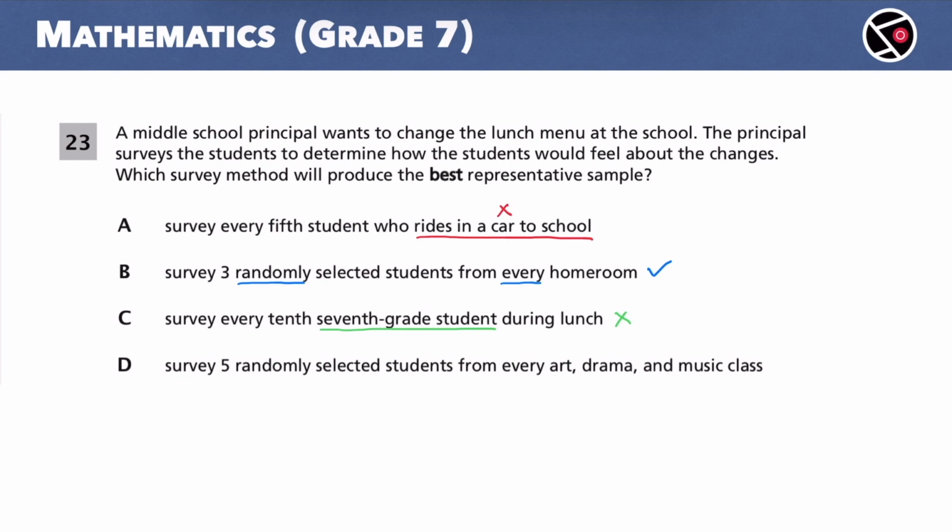Option D. Survey 5 randomly selected students from every art, drama, and music class. The student selection is random, but this survey is also limited to students who belong to the art, drama, and music classes. What about the opinion from students who are into science? The best choice for us is B.